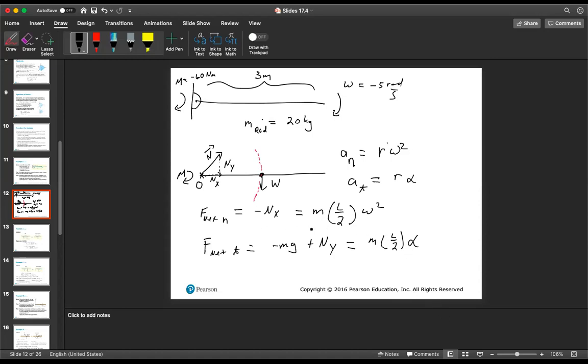So, all right, we have these equations. Incidentally, we know the length is 3. We know omega is 5. We know the mass is 20. You can immediately write down that the normal component in x equals 750 newtons, because you know all the numbers. We can't solve for the y component because we don't know alpha yet.